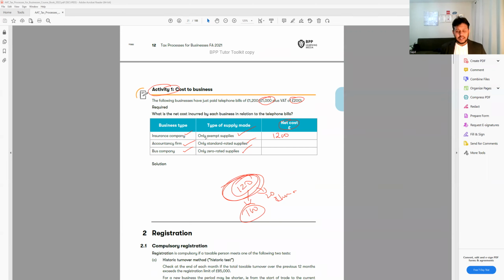And for the accountancy firm, it is 1000. This is correct. Even though the accountancy firm is paying 1200, actually the 200 they will get back because they are a standard rated supplier. And also for the bus company, it is also 1000 because they are zero rated. Even though they are zero rated, they are not exempted. Be very careful with that. If you are exempted, you lose everything. You will not be able to claim anything. But if you are standard, zero rated, or reduced rated, you can claim all the VAT.